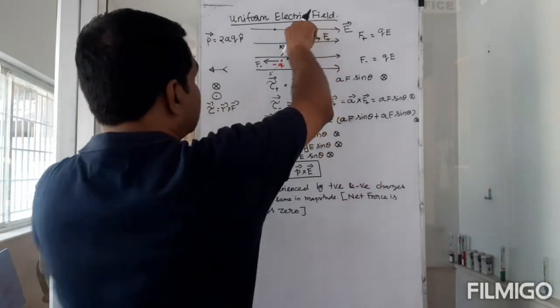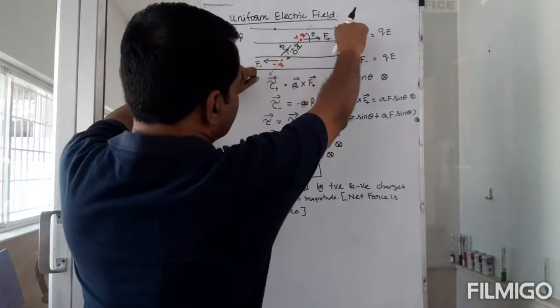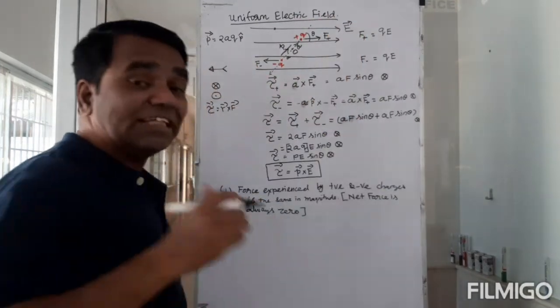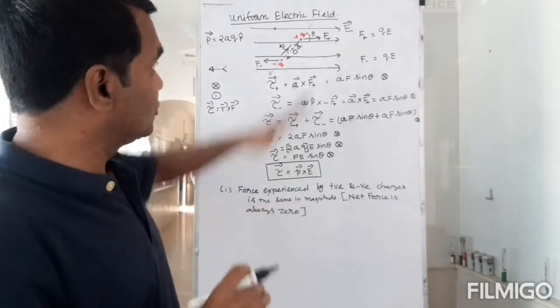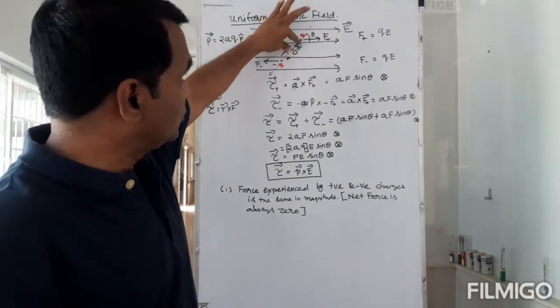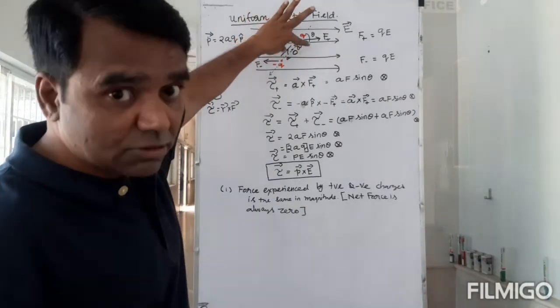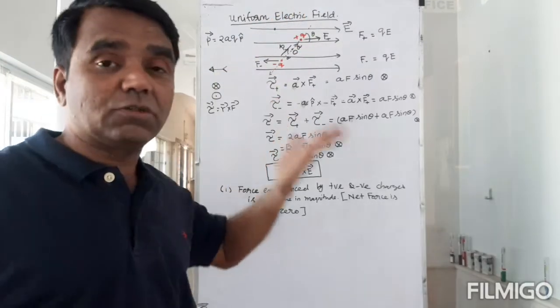Okay? This force or this force. The net force is always 0. But the net torque is not 0. You notice here, there is a torque due to this, there is a torque due to this. Net torque is not 0. So the system is not going to be in equilibrium.